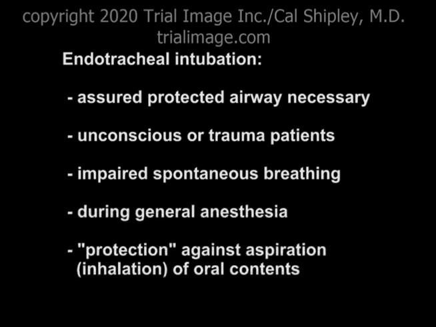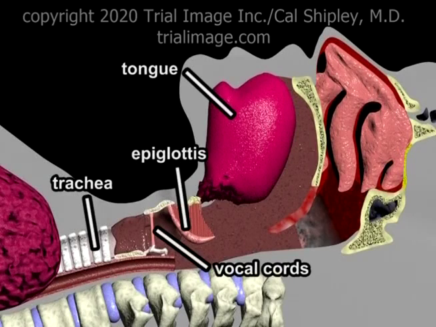A protected airway refers to the fact that the airway is protected from aspiration into the lungs of oral contents. And we'll see in just a few moments here how a properly inserted endotracheal tube protects against aspiration. In a cross-sectional view with the patient prone, the key anatomical landmarks are noted.